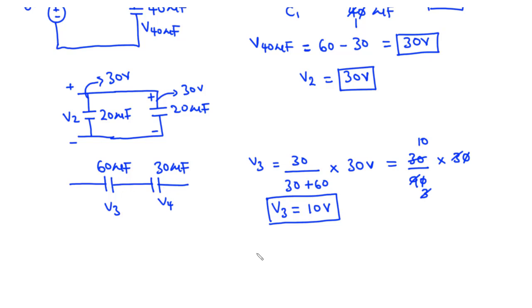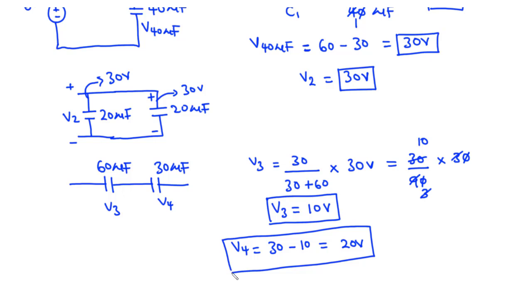And then for this, because the shared voltage was 30 volts, we can say that V4 is equal to 30 minus 10, and that is basically 20 volts. So this is the voltage across the 30 microfarads. You can also say that V4 is equal to the value of the other capacitor, which is 60, divided by the sum of the two capacitors, 90, times 30 volts.